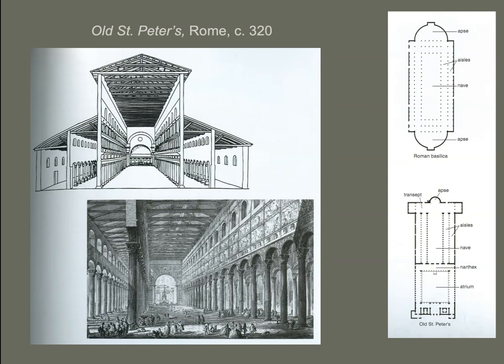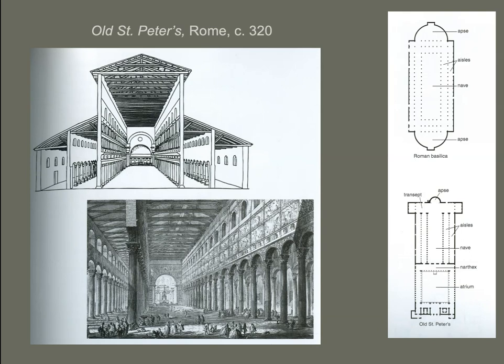In 313, the Roman Emperor Constantine issued an edict for tolerance of Christianity and really became the first Christian Roman emperor. So after this time, Christianity becomes much more accepted, and therefore many more people are going to be worshiping in Christianity, so you need larger buildings. And Old St. Peter's is one of the earliest cathedrals that we have record of. It's not around anymore, but this is a reconstruction of it.